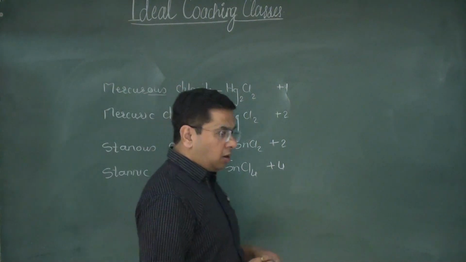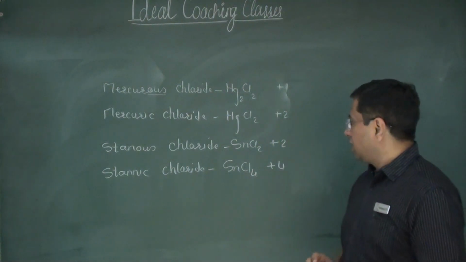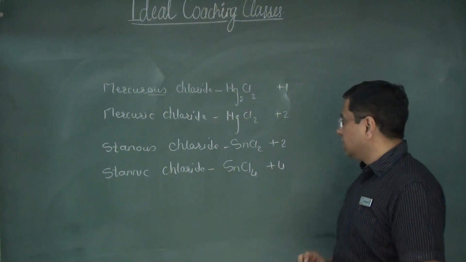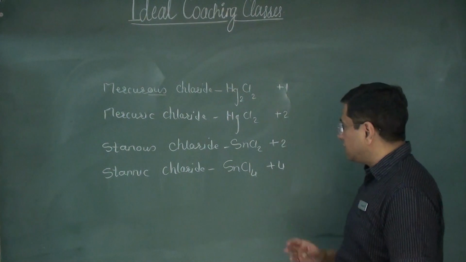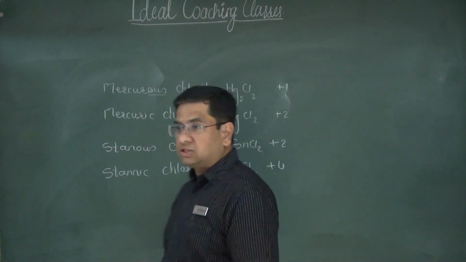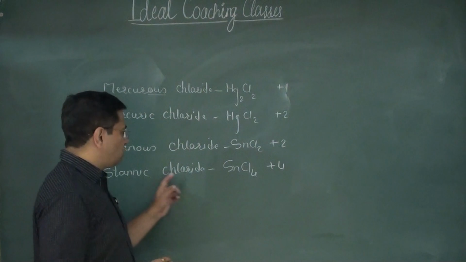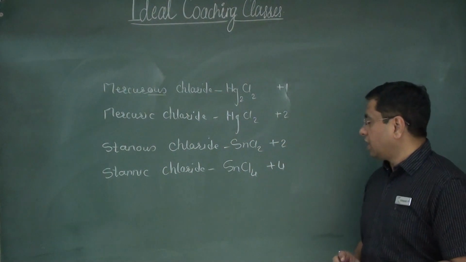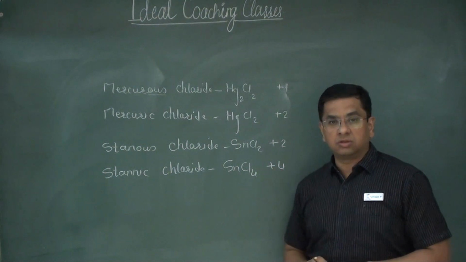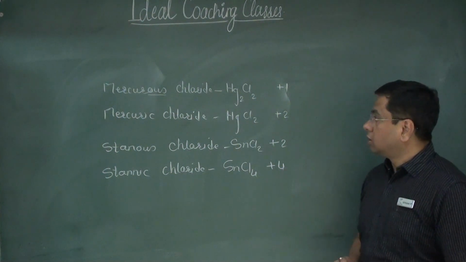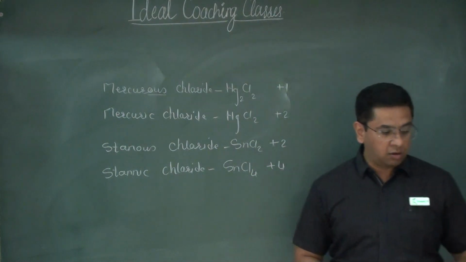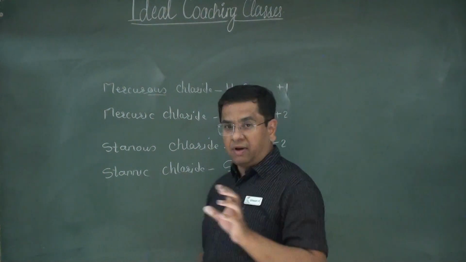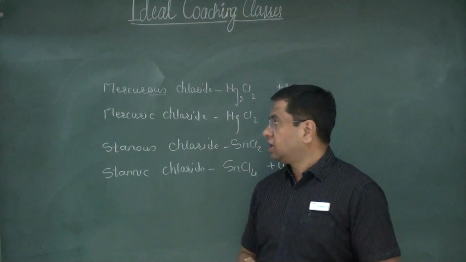The second one was stannous chloride and stannic chloride. So stannous chloride is SnCl2, the valency shown is +2, and in case of stannic chloride the formula is SnCl4 and the valency shown is +4. Some of the students have posted this answer. Let us revise a few things.